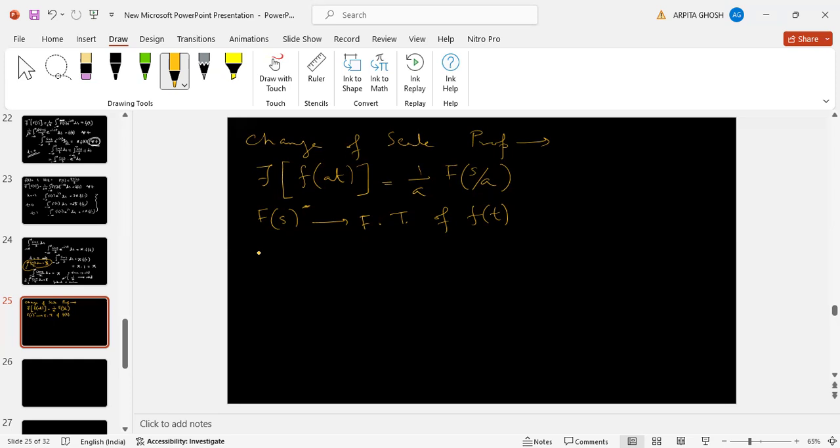Let us prove it. খুব সোজা, কোনো প্রবলেম হবে না বুঝতে। দেখো, Fourier transform of small f at, I'm proving it. That is equal to what? Minus infinity to plus infinity. Now the function is, instead of f t, it is f of at. So f of at multiplied by e to the power ist dt. Everything else remains the same. Only t has been replaced by at.